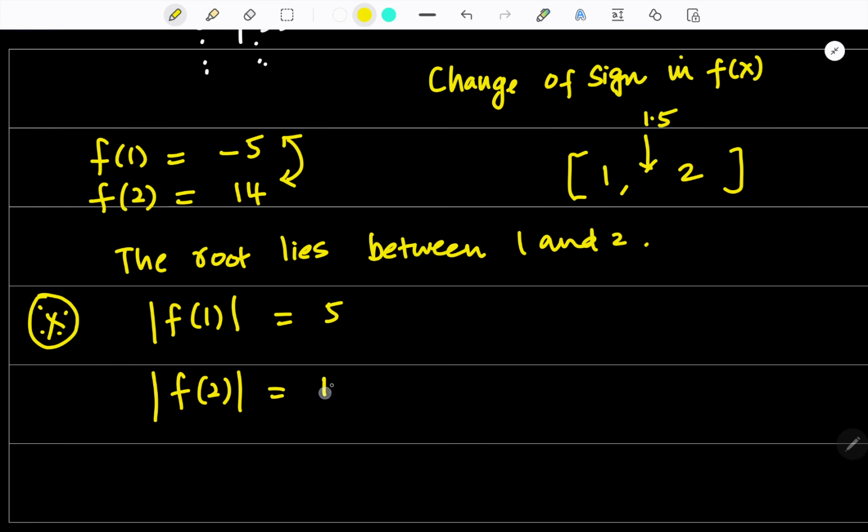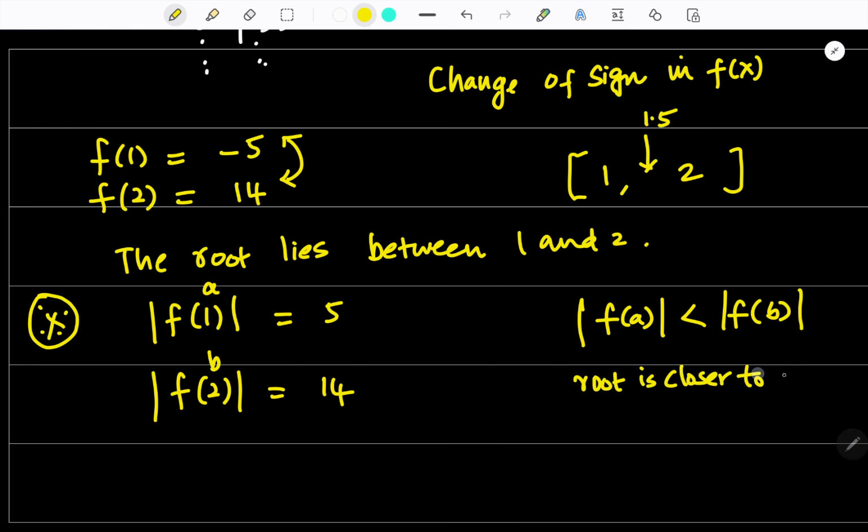Absolute value is 5, absolute value is 14. The rule is, suppose this is your a and this is your b. If the absolute value of f of a is less than the absolute value of f of b, then the root is closer to a. The root is closer to a.